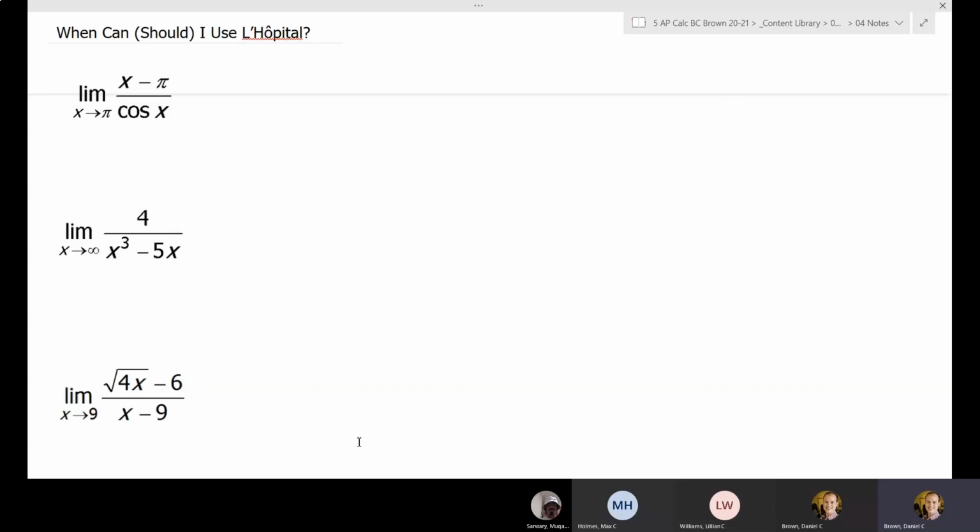And I would just recommend getting in that habit of showing clearly what the numerator and the denominator is approaching.